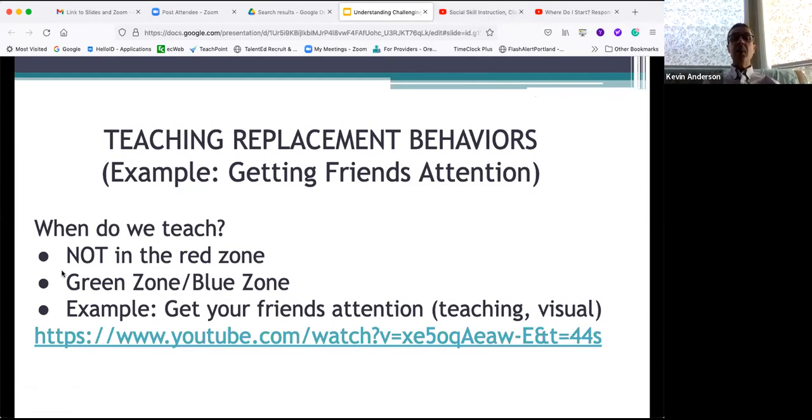Certainly an inappropriate behavior, but also could be for some children, that's how I'm inviting a child to play. I don't have another way of getting my friend to know I'm here and I want to play with them. So I'm going to push them. I certainly have their attention now.